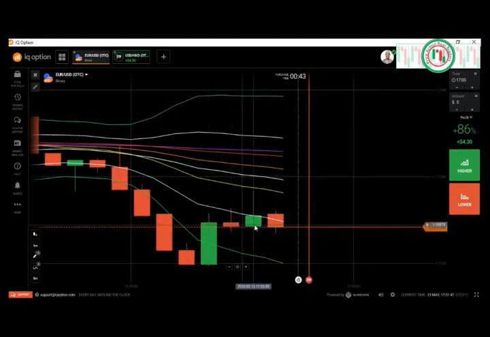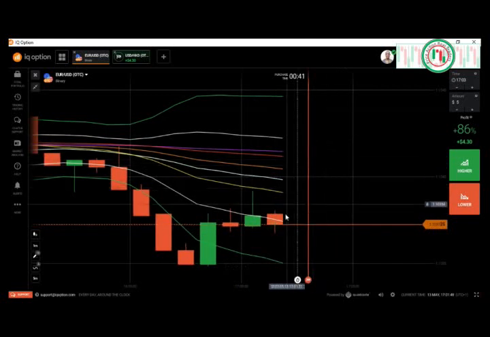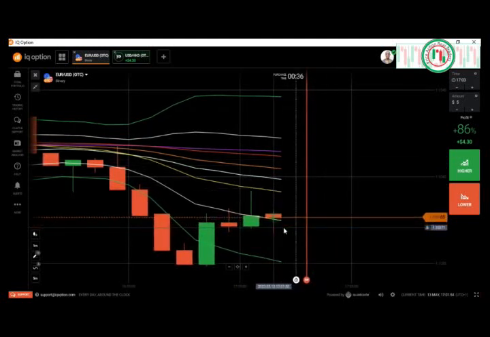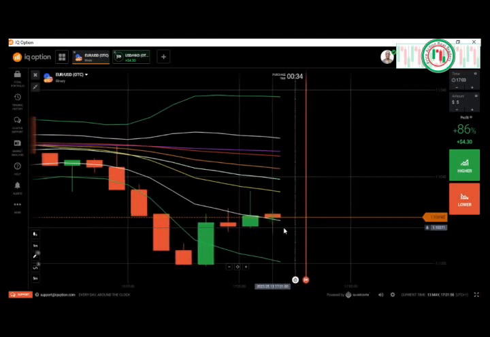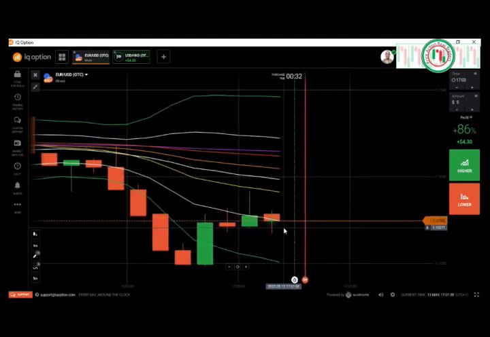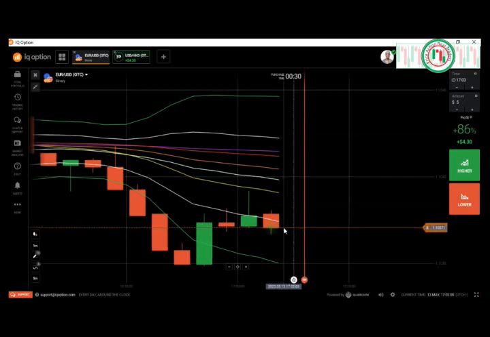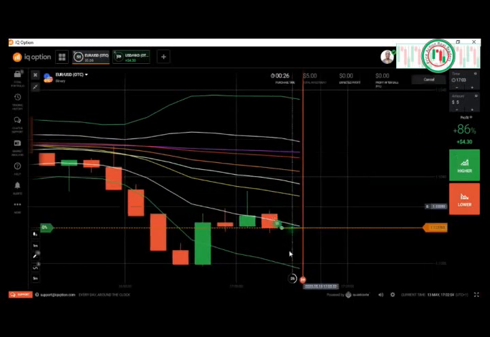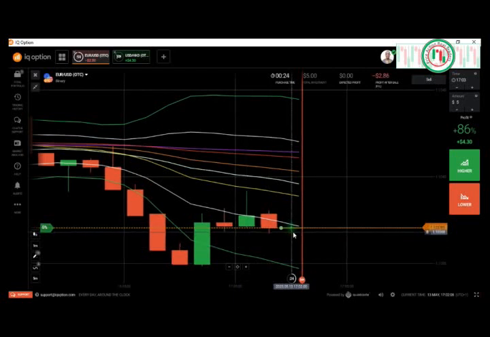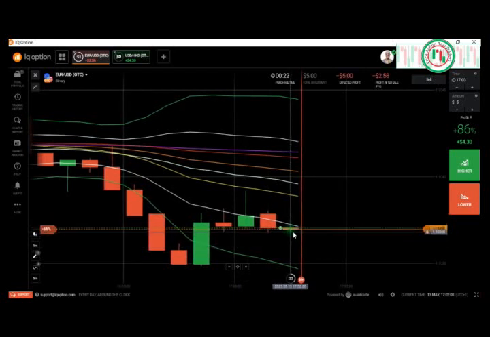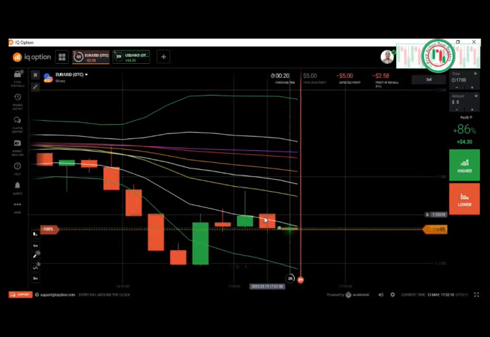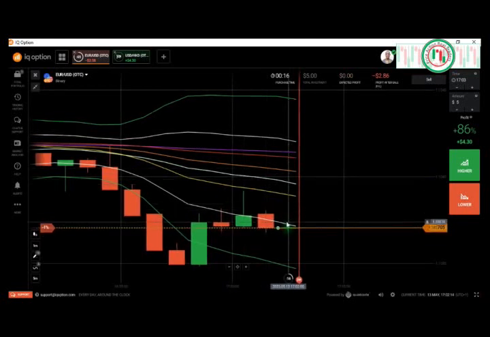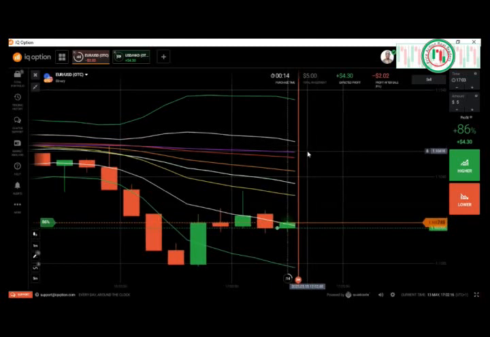Because of this pattern, up, down, up, but you see it's rejecting. It's no problem, it's not coming down. Yes, I place a call option. I place my trade, call option, here because I know definitely the market is going higher. It's going up here because of this pattern, up, down, up. So that's why I place my trade.